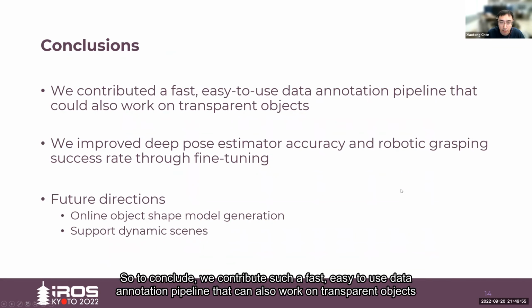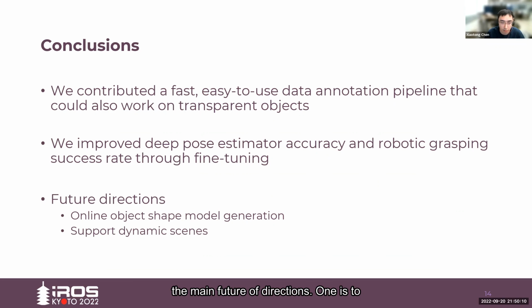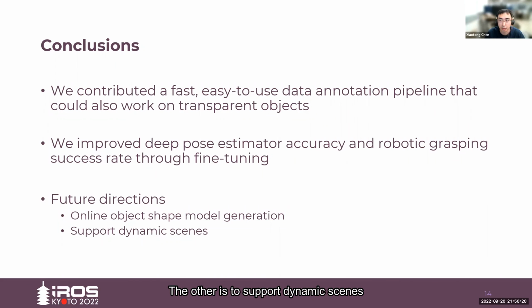To conclude, we contribute a fast, easy-to-use data annotation pipeline that can also work on transparent objects. And we improve the deep estimator accuracy and grasp success rate through fine-tuning. There are 2 main future directions. One is to estimate the object's 3D shape online, so we don't need to depend on a CAD model. The other is to support dynamic scenes.